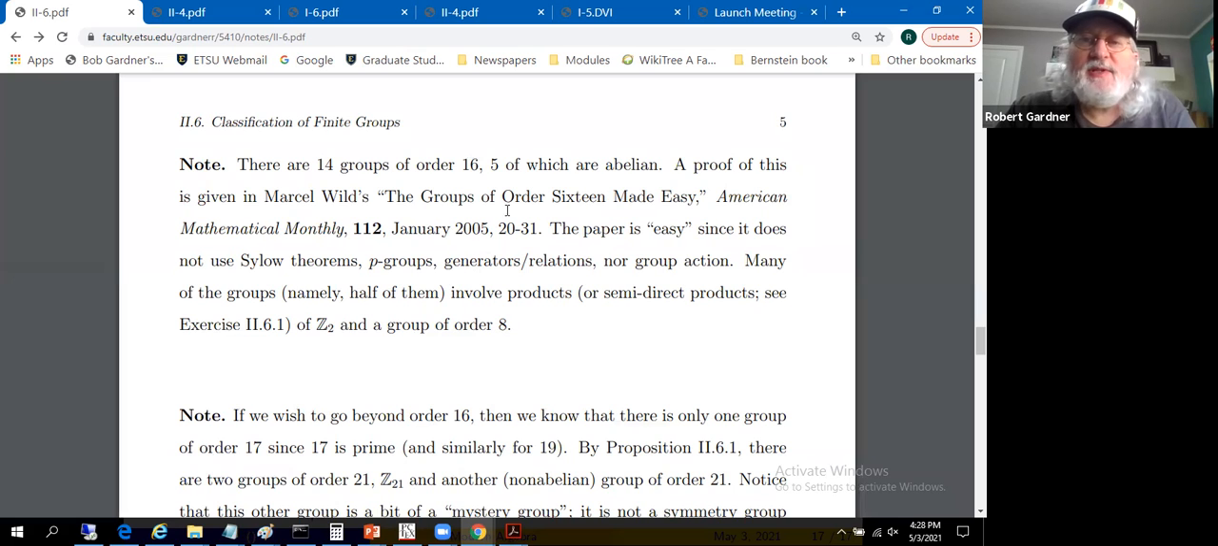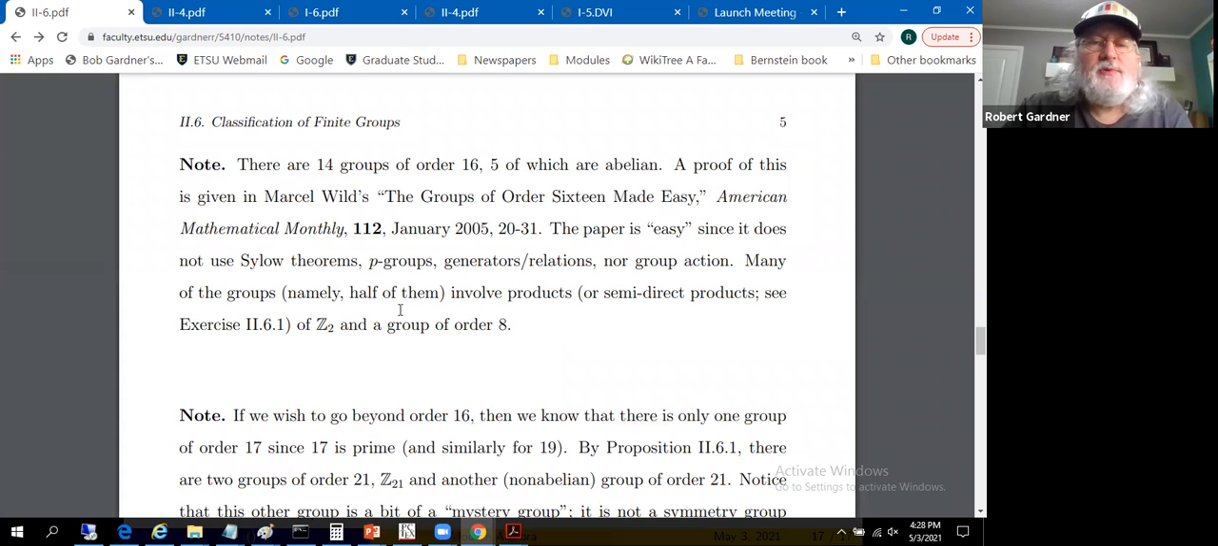An AMS paper, this is accessible through the eTissue library if you have your login credentials. And the title of this paper from 2005 is The Groups of Order 16 Made Easy. The easy part, and I'm quoting from the abstract here, says it doesn't use Sylow theorems, doesn't use p-groups, generators, relations, doesn't use group action. Well, that'd be easier, I guess, in some of this stuff we've been through. How they tie down that there's only that many groups, I'm not so sure.